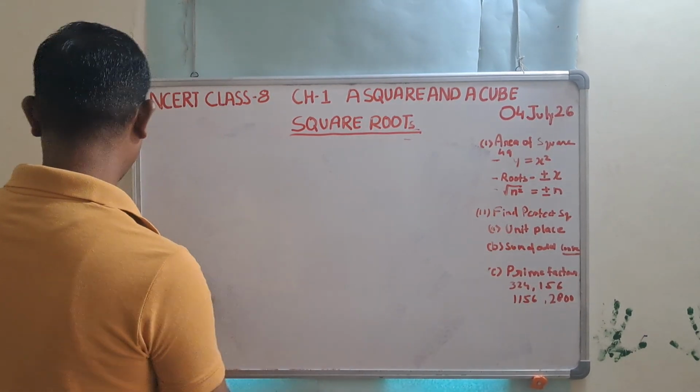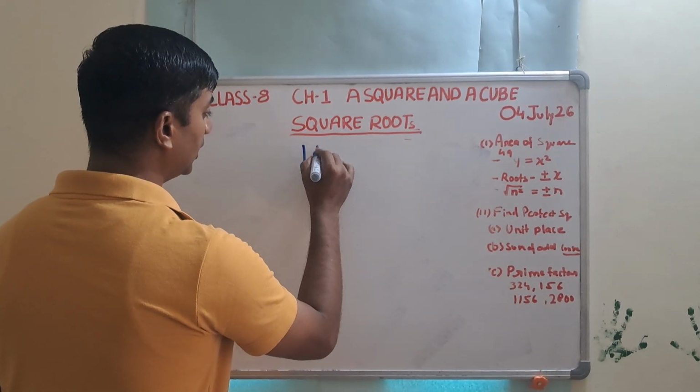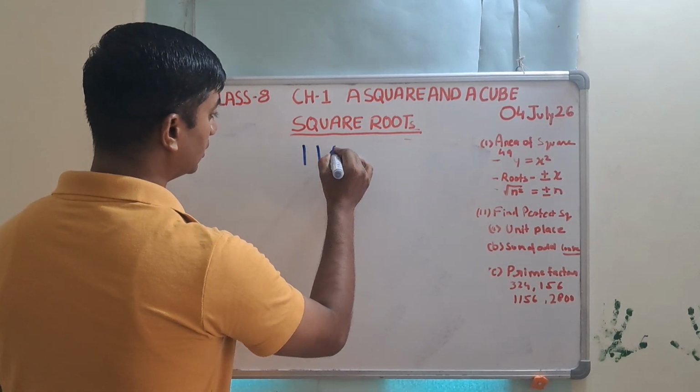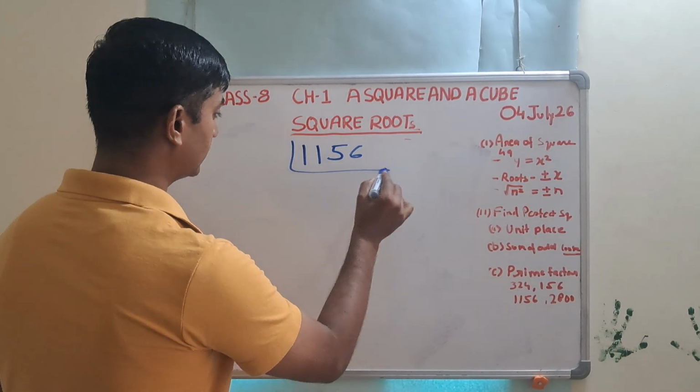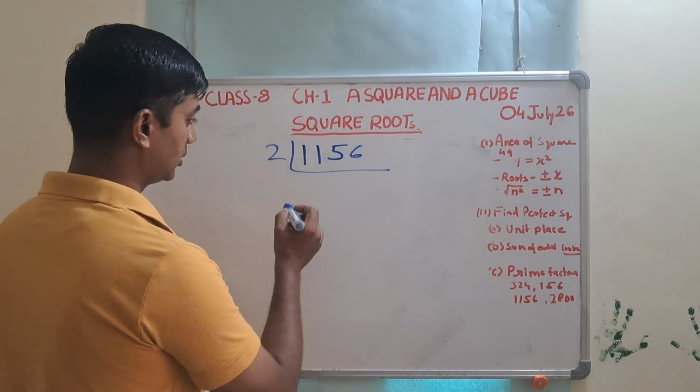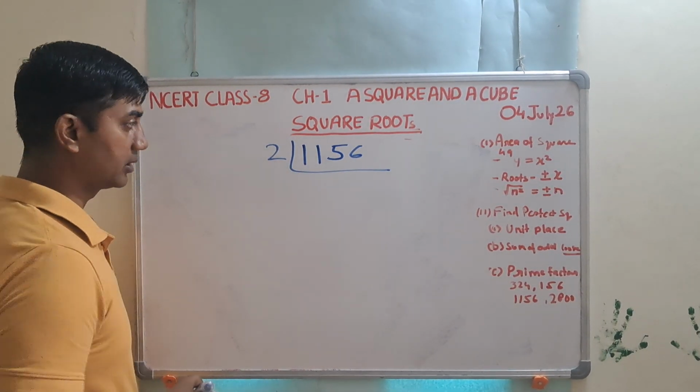Say 1156. Understood? Now let's divide this. Let's do the prime factors.